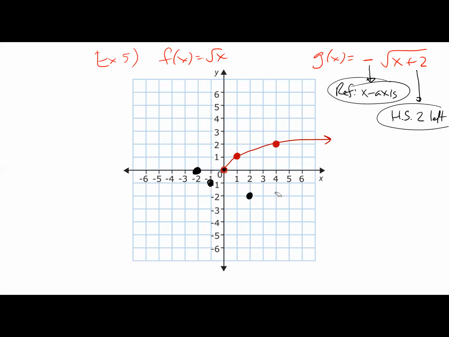So this is the way we graph functions. We graph functions by knowing the parent function and then just shifting and reflecting, and next time we will learn stretching and compressions. So, all right, that's all for today.